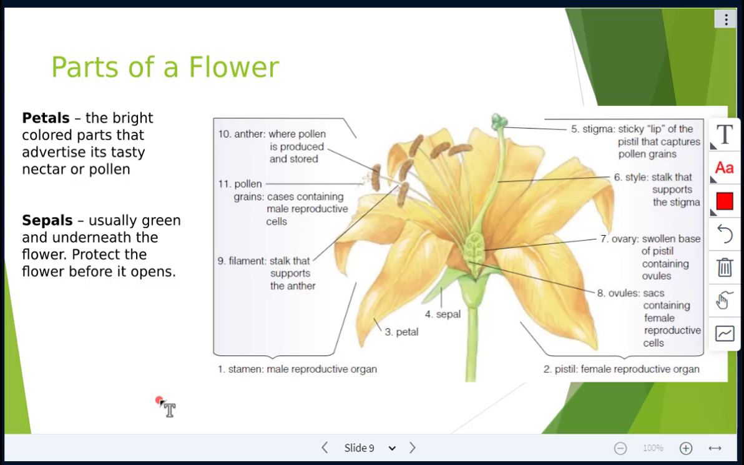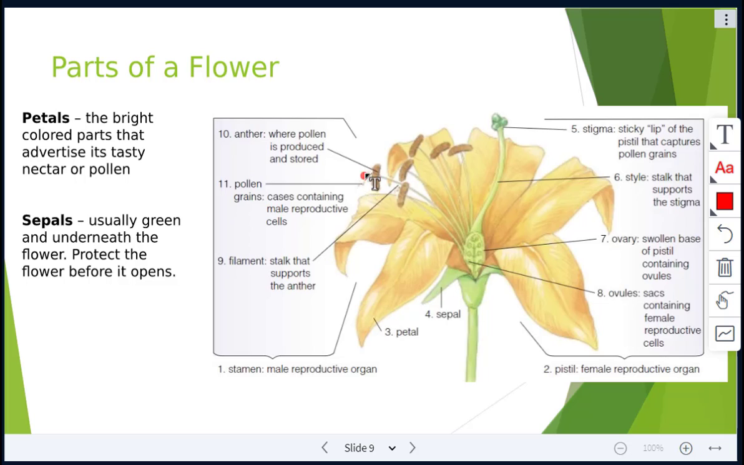Okay, so we'll talk about the male reproductive organ first in flowers. The male reproductive organ is called the stamen. So the whole thing is called a stamen. And we can see a bunch of them in this flower. So all of these here are the stamen. So the top part of the stamen, we have this part here, and that is called the anther. And that is where pollen is produced and stored.